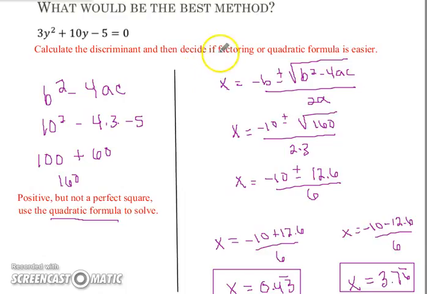So going through using the quadratic formula, plugging in a, b, and c. We already calculated the discriminant, so replace that with 160. We end up with decimal values because 160 is not a perfect square. And then you have approximate answers because we're rounding.